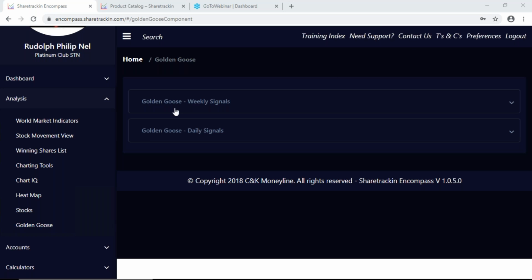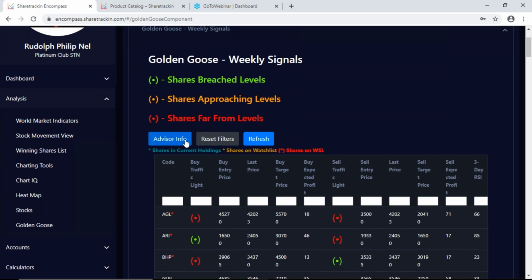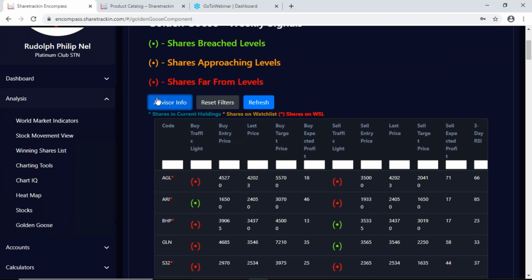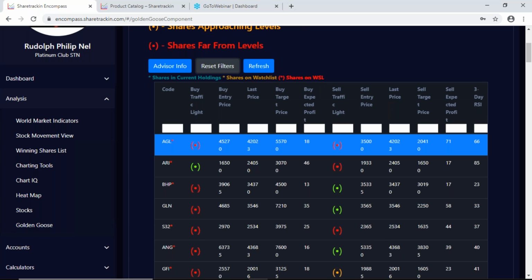So under your analysis, you'll find your Golden Goose, and it'll give you these two signals, weekly signals and daily signals. Underneath the weekly signals, you get your Golden Goose weekly signal: shares breach levels, shares approaching levels, shares far from levels, and then your advisor info, reset filters and refresh. If you click on advisor info, it's going to give you the info for all your shares, and reset filters will just reset all the filters if you've placed any filters in it.